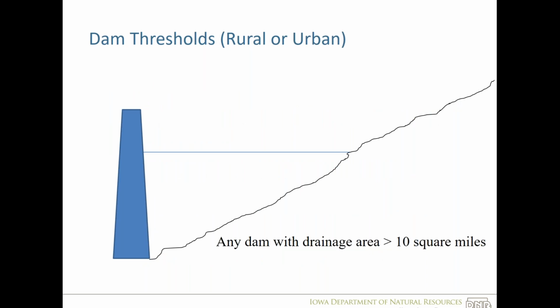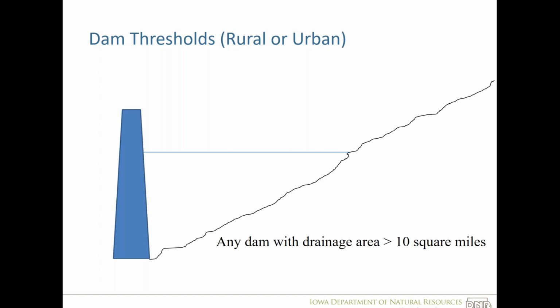So first question is, how big of a creek or river are you going to dam up? If you're on a creek that drains more than 10 square miles, basically you're on a stream or river that anything you do would need a floodplain permit. So we have this overarching drainage area criteria that says you're on a major stream.